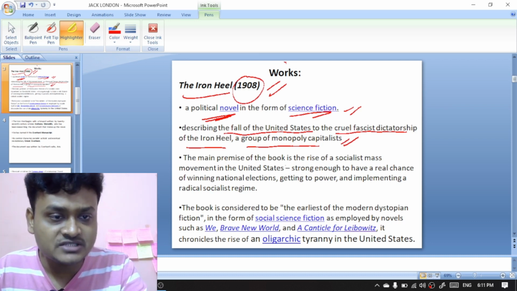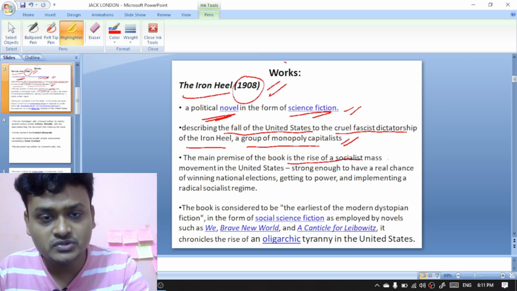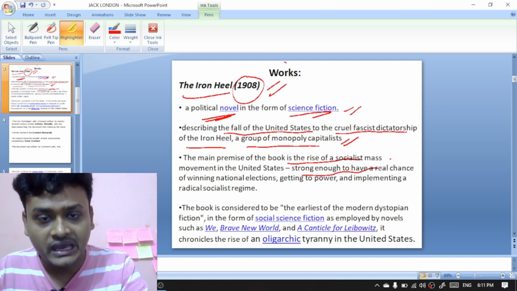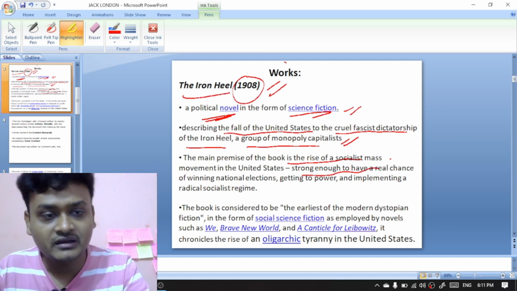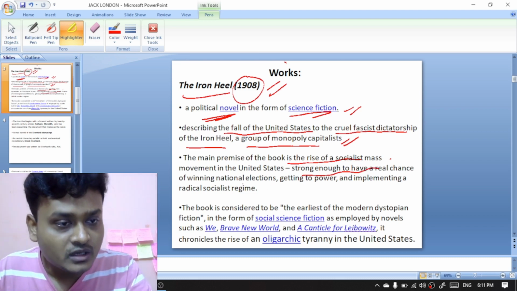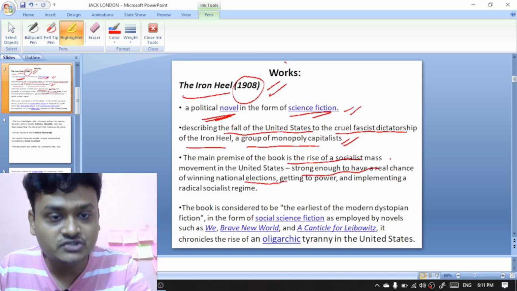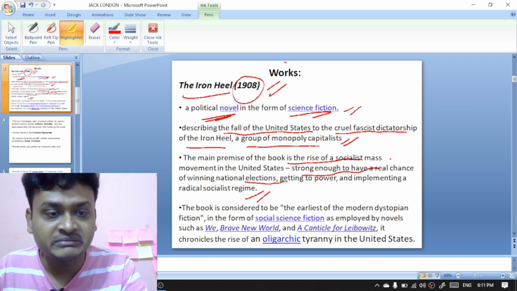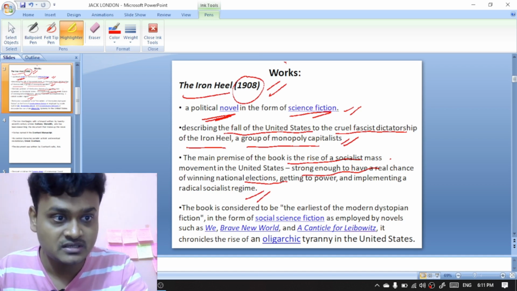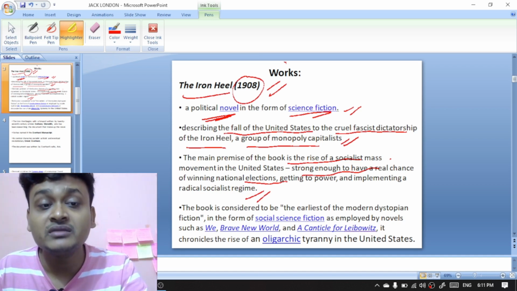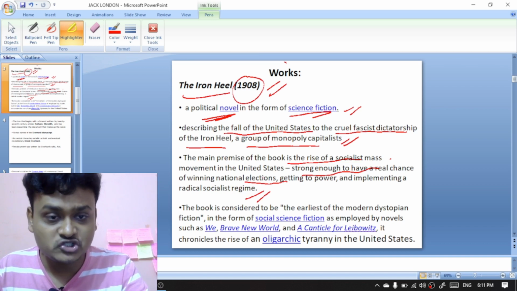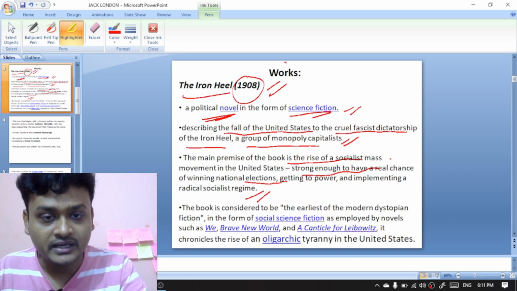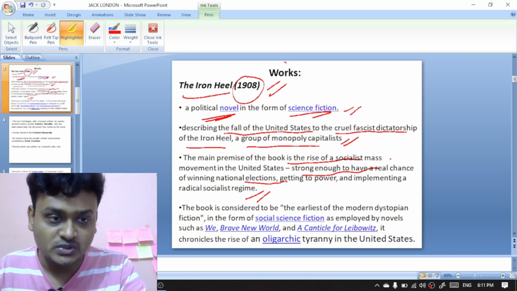The main premise of the book is the rise of a socialist mass movement in the United States, strong enough to have a real chance of winning national elections, getting to power, and implementing a radical socialist regime.